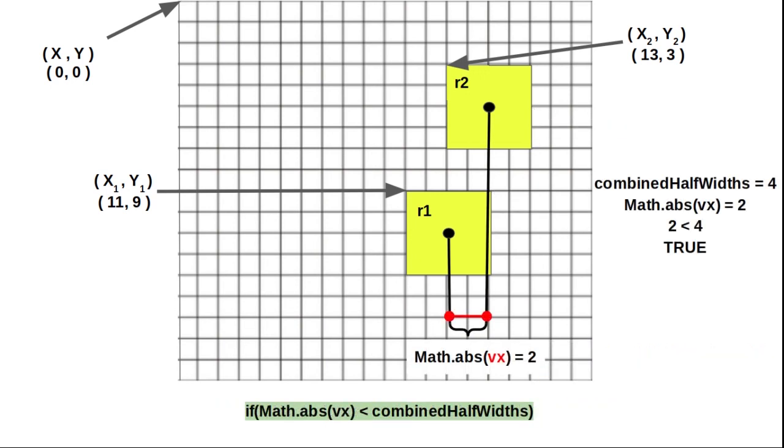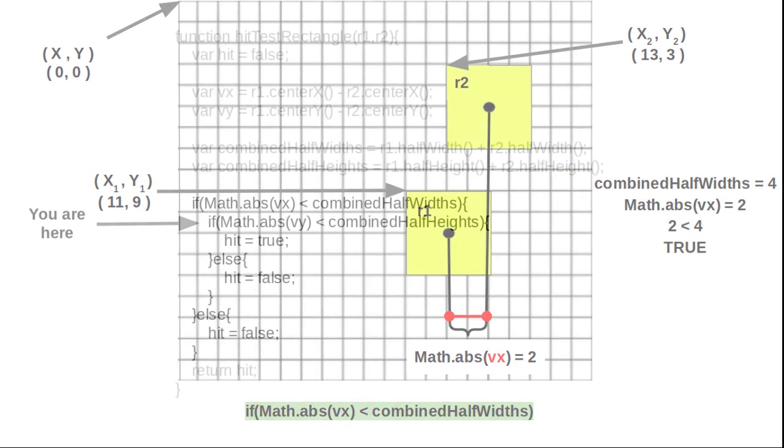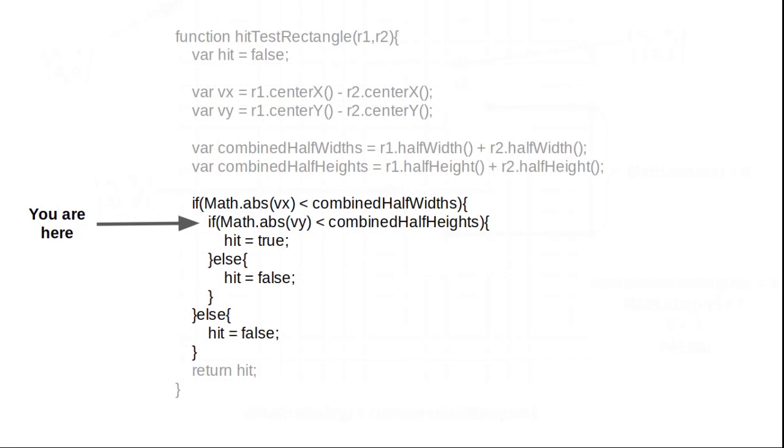Now that we have values for both vx and combinedHalfWidths, we can use an if statement in the next line to check whether or not the absolute value of vx, meaning the value of vx with the positive or negative symbol simply ignored, is less than combinedHalfWidths. In our example here, the absolute value of vx is 2. And combinedHalfWidths is 4. 2 is indeed less than 4, so our if statement is true. This means that the next line to be read will be the next if statement.